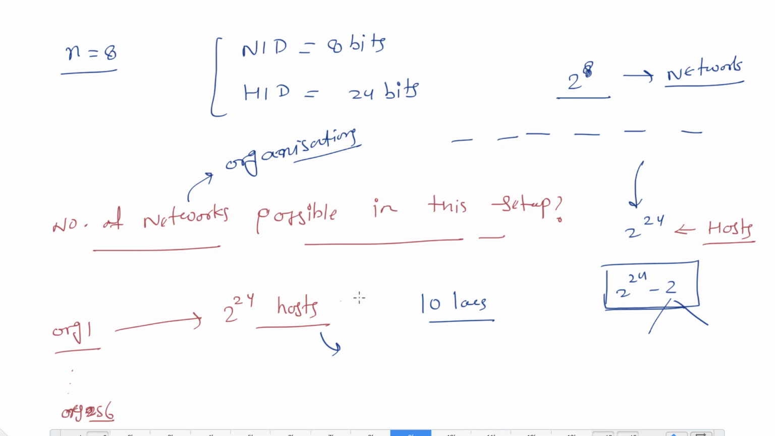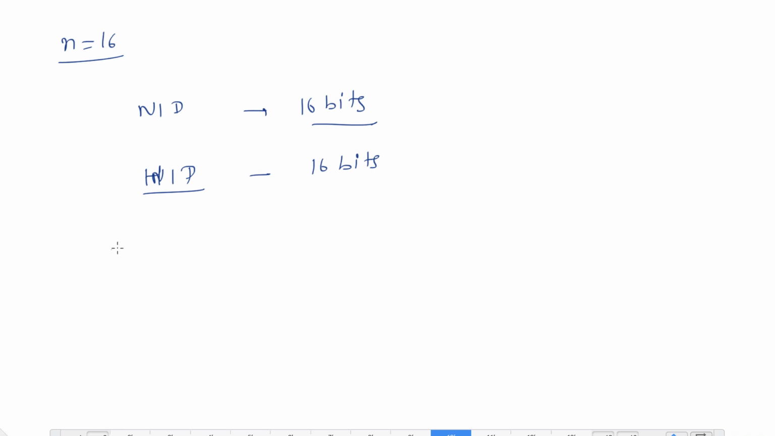But here we are taking just an example to show you what happens if n equals 8. I hope you got the idea. Let me take another example. Suppose n is 16, which means there are 16 bits possible for your network ID, and similarly 16 bits possible for your host ID. Both have 16 bits. Now in this case, if I ask you how many networks are possible or how many organizations are possible, what will you answer? How many orgs are possible?